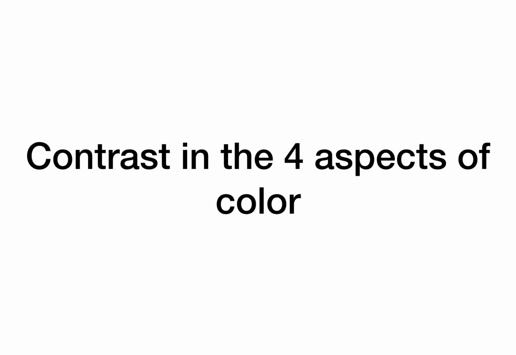Remember that value is the lightness or darkness of a color. Intensity is the brightness or dullness of a color. Hue is the color's position on the spectrum of the color wheel. And temperature is its apparent warmth or coolness.